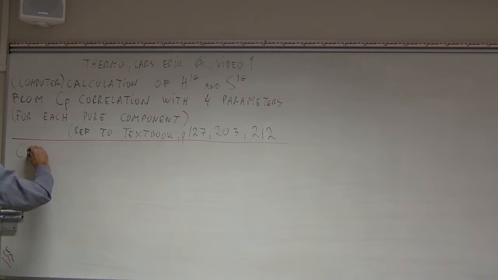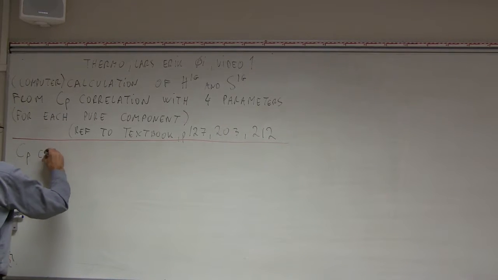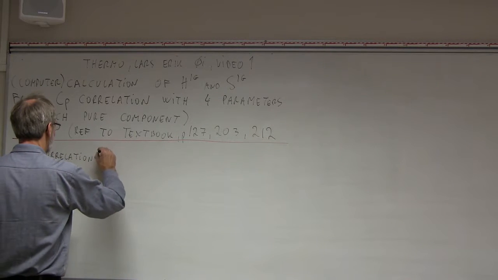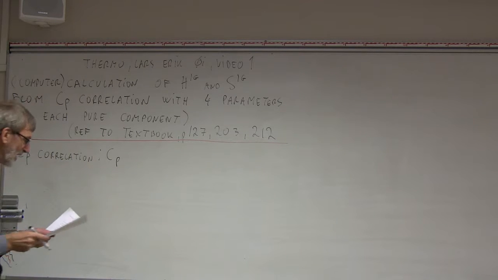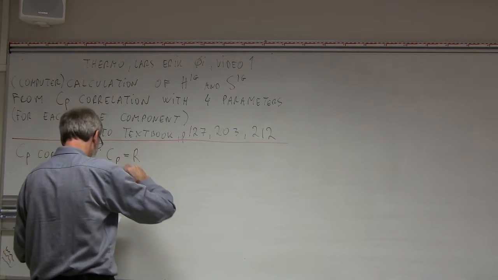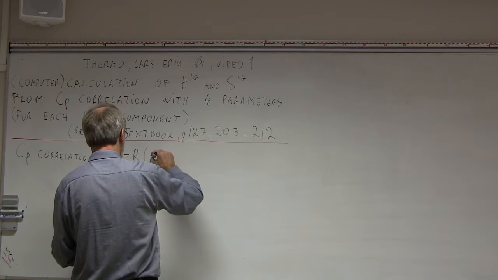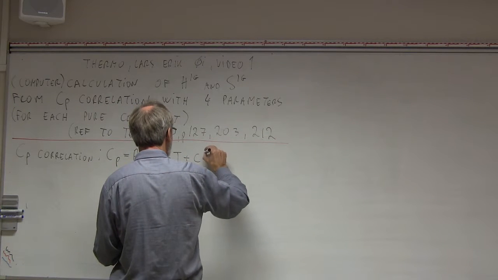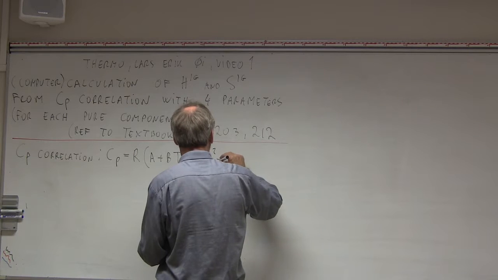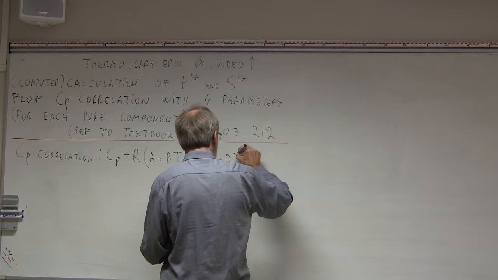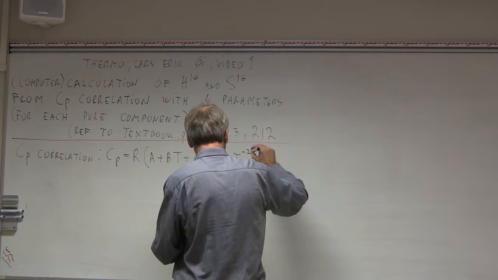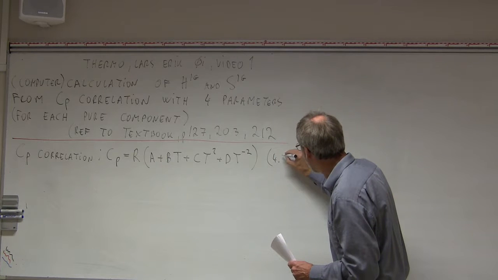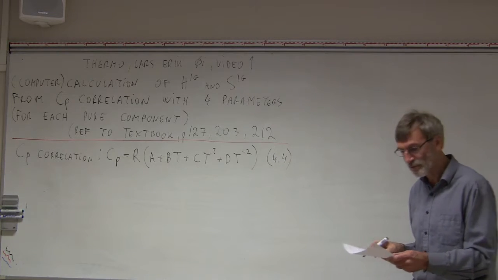The CP correlation we use looks like this. CP is R times A plus BT plus CT squared plus D times T to the minus 1. That is equation 4 from the textbook.